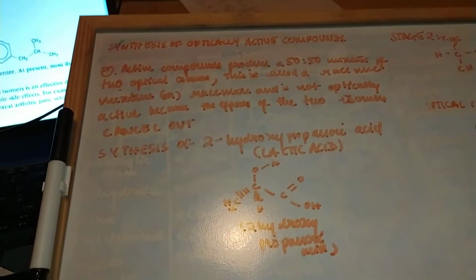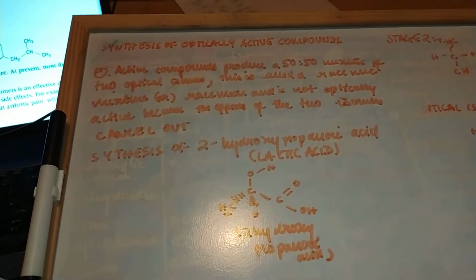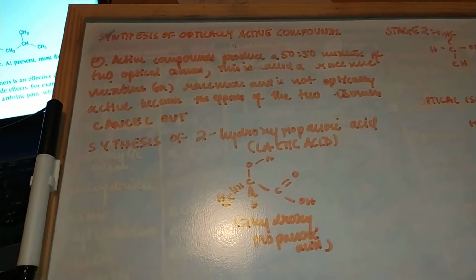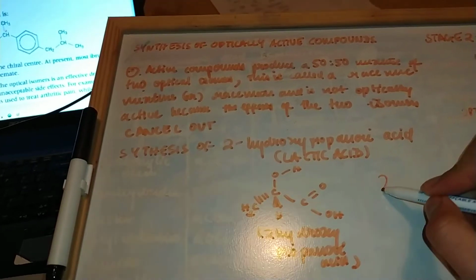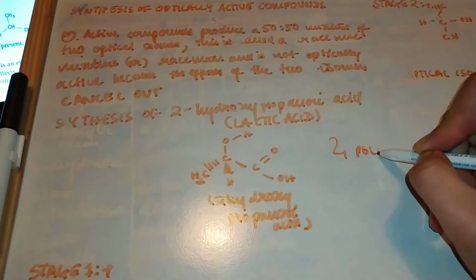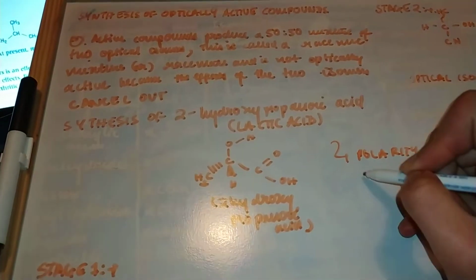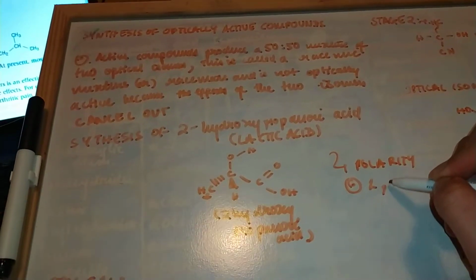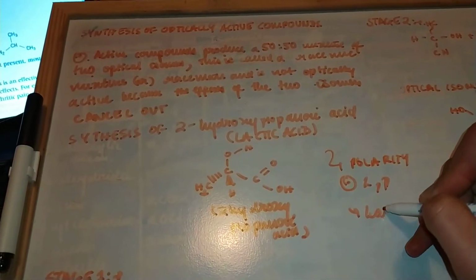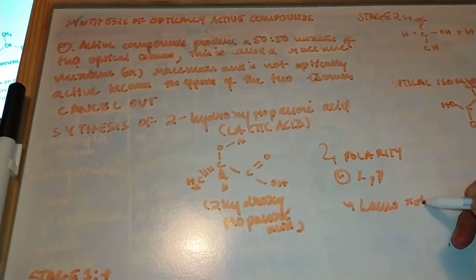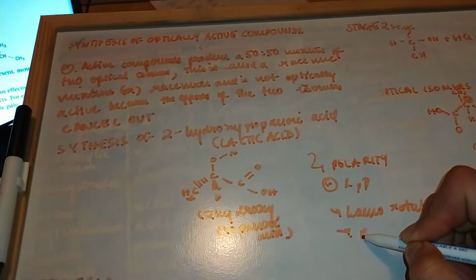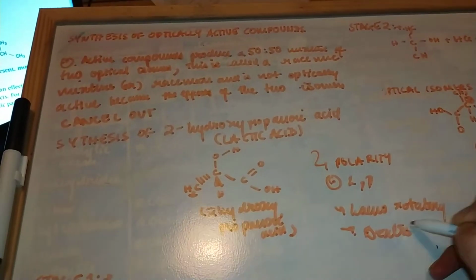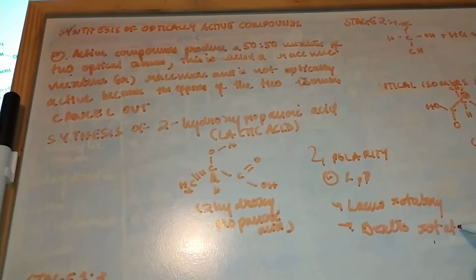It's either known as a racemic mixture or a racemate, and is not optically active because the effects of the two isomers cancel out each other. In other words, they cancel out each other's polarity, which you would have studied as L and D form. One is levorotatory and one is dextrorotatory.